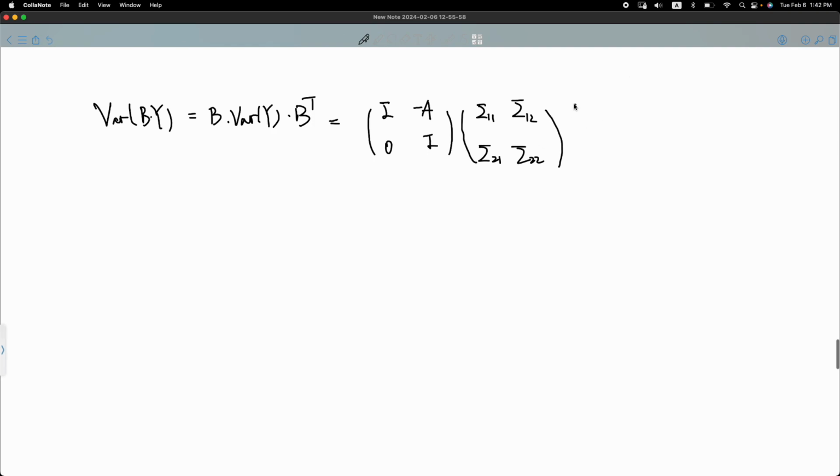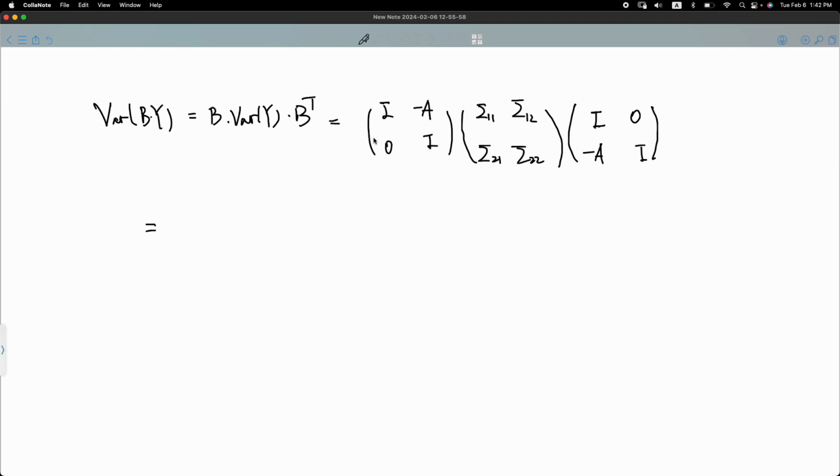And then B transpose. We have identity on the diagonal, and then the negative A is here, and the 0 is here. This is referring to B transpose, so we take the transpose of the B matrix. Then for the rest, I'll just finish the discussion by finishing this question.